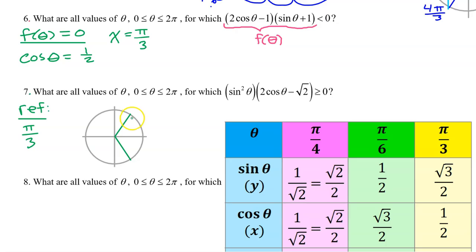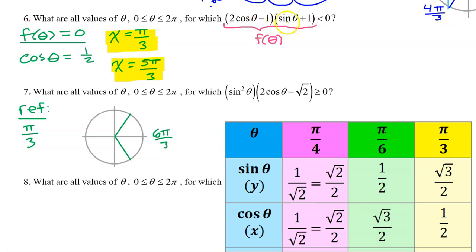The angle in the first quadrant with a reference angle of pi over 3 is pi over 3 itself. We can think of 2 pi as 6 pi over 3, so this angle in the fourth quadrant is 5 pi over 3. So these are the first 2 values that will go on our sign chart later. These came from setting this first factor equal to 0 and solving. But we have another factor.